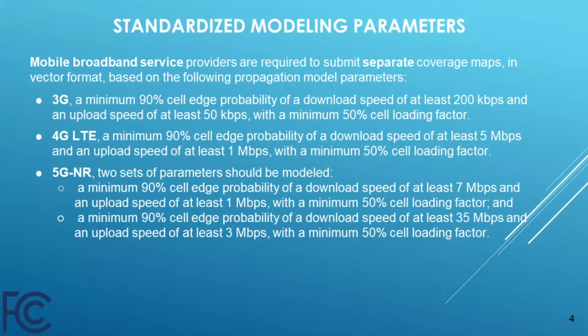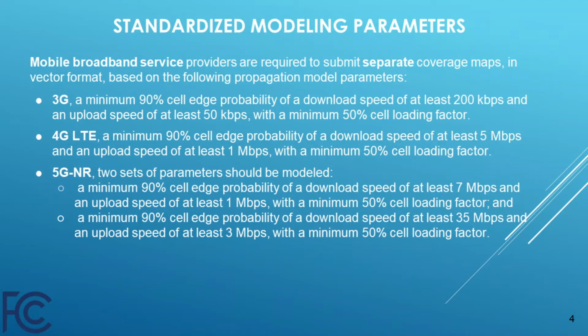Mobile service providers are required to submit separate coverage maps based on the following propagation model parameters. For 3G coverage, a minimum 90% cell edge probability of a download speed of at least 200 kilobits per second and an upload speed of at least 50 kilobits per second, with a minimum 50% cell loading factor. For 4G LTE coverage, a minimum 90% cell edge probability of a download speed of at least 5 megabits per second and an upload speed of at least 1 megabit per second, with a minimum 50% cell loading factor.